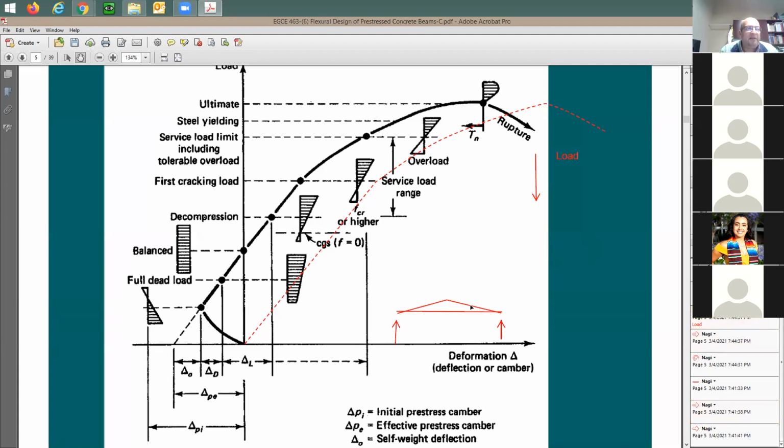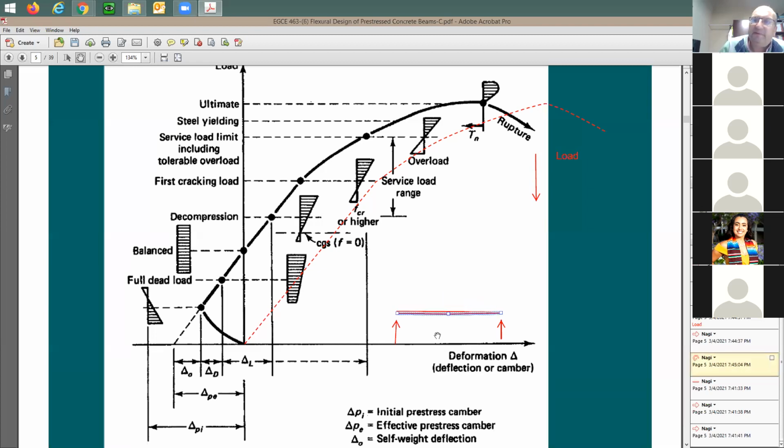So let me repeat this again. At PI, your beam is here. At PE, the pre-stress force has been dropped a little bit, and the beam is going to be coming down like this. Now after that, at this point here, you're going to be starting to load the beam with some uniform load. This uniform load is going to bring the beam flat at the balanced load.